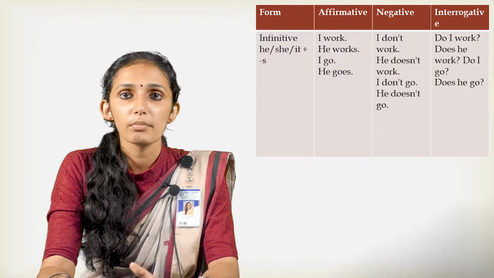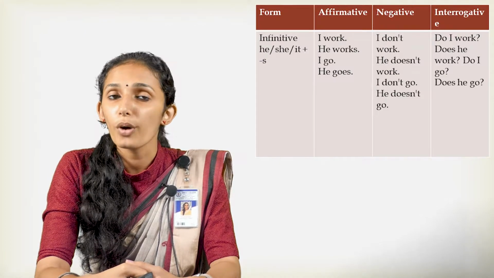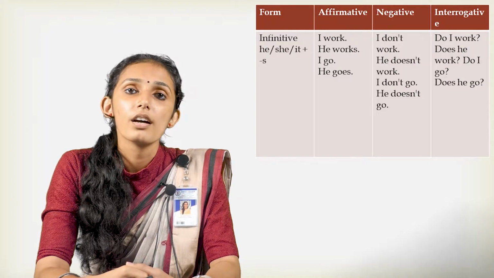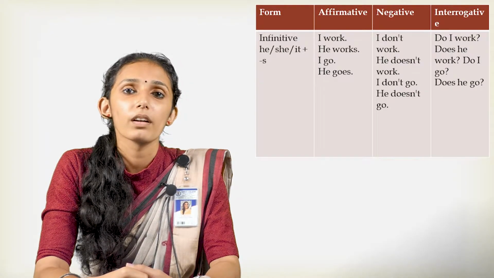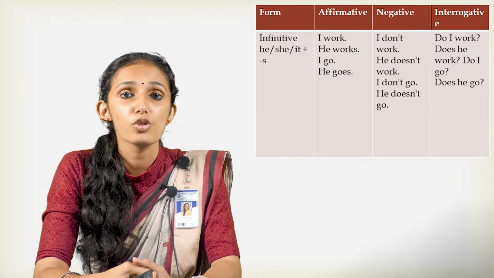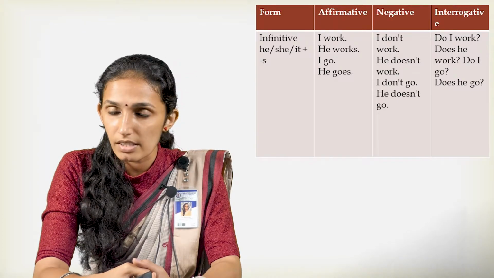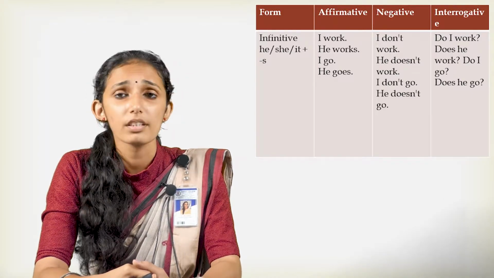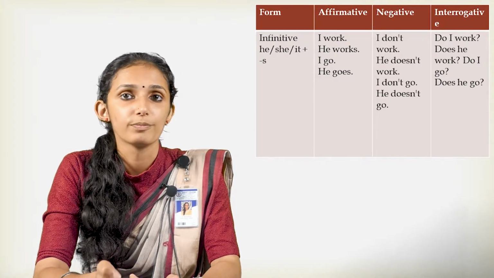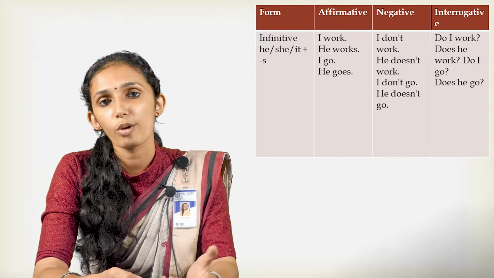So here are certain examples in certain forms. For an affirmative sentence: I work, he works, I go, and he goes. Negative sentence, here are some examples: I don't work, he doesn't work, he doesn't go. Examples for interrogative sentences: do I work, does he work, do I go, does he go. Okay, so I hope you understood what is meant by simple present tense and how it's being used.